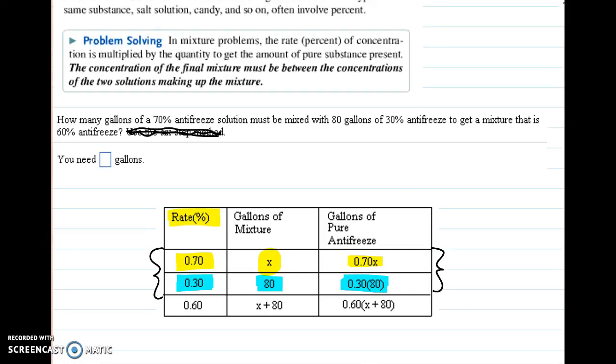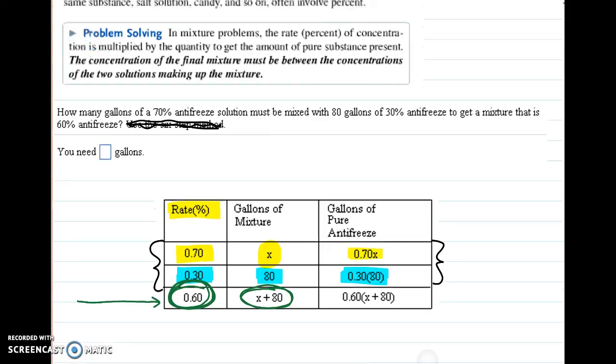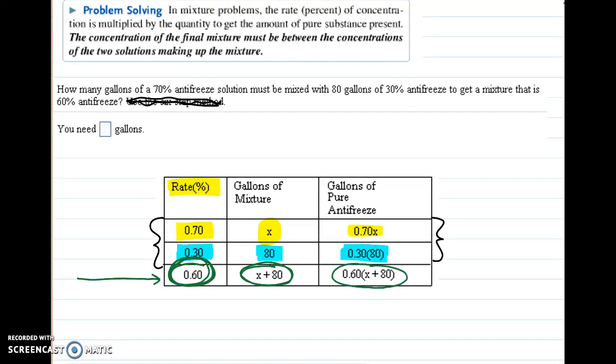So these first 2 rows are what we have. This last row in my little table tells me what we want. We want a 60% solution. I don't care how many gallons I end up with, because I don't know how many I'm adding, but I want a 60% solution. So I want the rate, the percentage, to be 0.6. How many gallons of this solution do I have? I don't know. I had 80 gallons of the one type, and then I added X gallons of the other type. So my total amount is X plus 80. Okay? So 0.6 times X plus 80 gives me my total gallons of pure antifreeze.